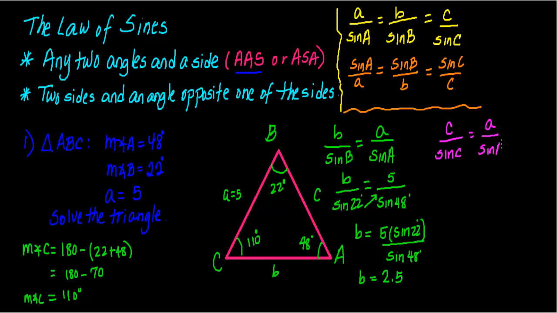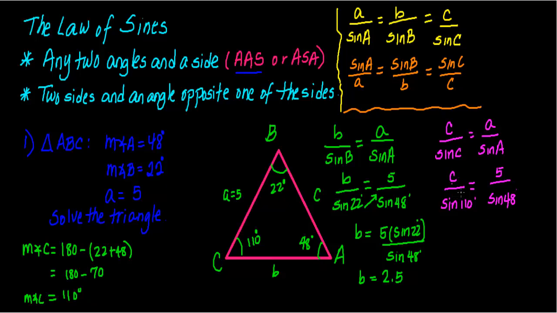I don't use B because B I had to find, and notice I wrote 2.5. This number is not precise. It's not as precise as the one they gave me, okay? So I like to use the original information as much as I can, okay? Sometimes we do need to use the other information, but if you can use the original information, it's better. So let's fill in C over the sine of angle C, and angle C is 110, equals A, which is 5, over the sine of 48.